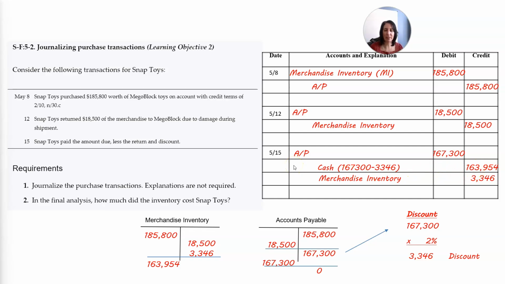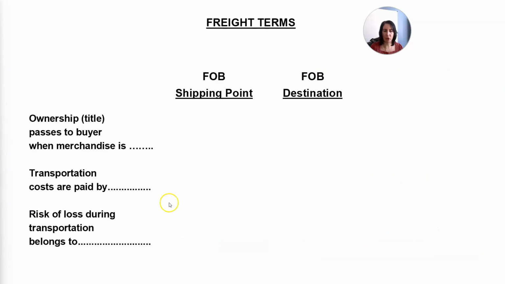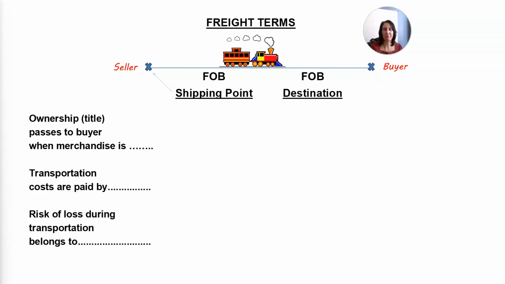All right, so let's get on to shipping terms. Good times. All right, so I drew you guys, I made you a train because I think it's fun. Okay, freight terms. You've got FOB shipping point, FOB destination point. FOB stands for free on board. Literally, these terms came about in the days of trains. The idea is that inventory has to get from the seller to the buyer somehow.